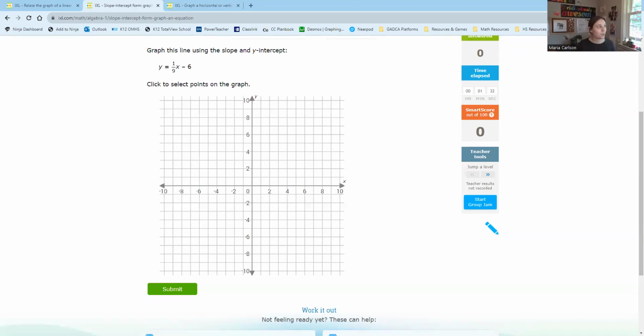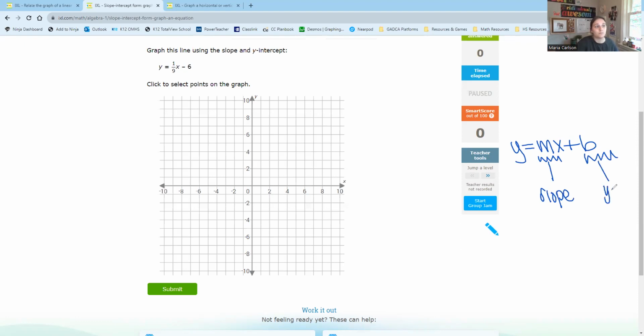Hello, we are going to talk about how to graph slope-intercept form equations. So remember, slope-intercept form is always y equals mx plus b, where m is our slope and b is our y-intercept.